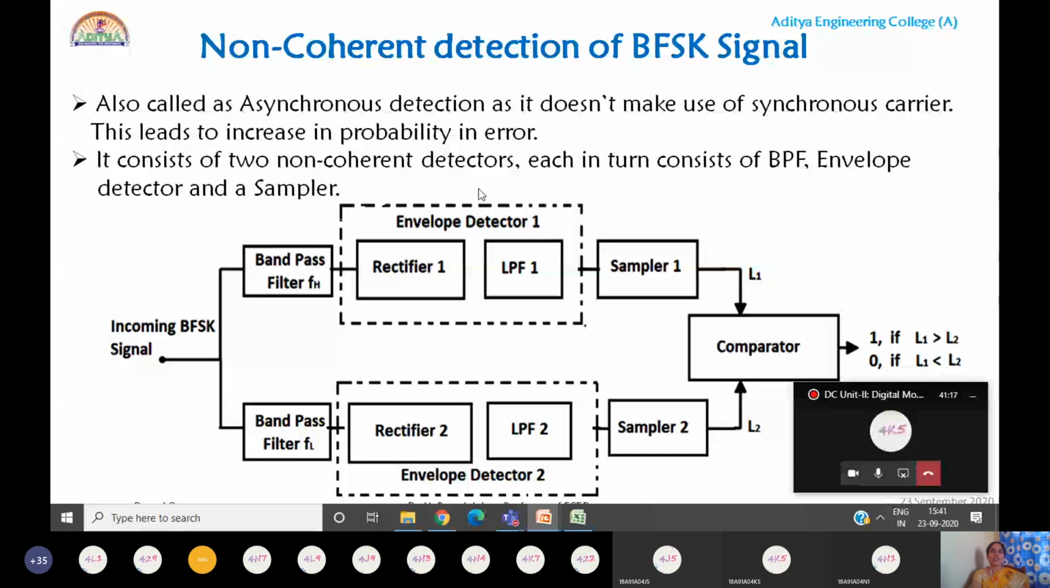This is about the coherent detection. Now let us move to the non-coherent detection. So similar to the binary ASK technique, here also we'll use envelope detectors. Envelope detectors extract the magnitude of the lower frequency component. Please observe the circuit carefully.